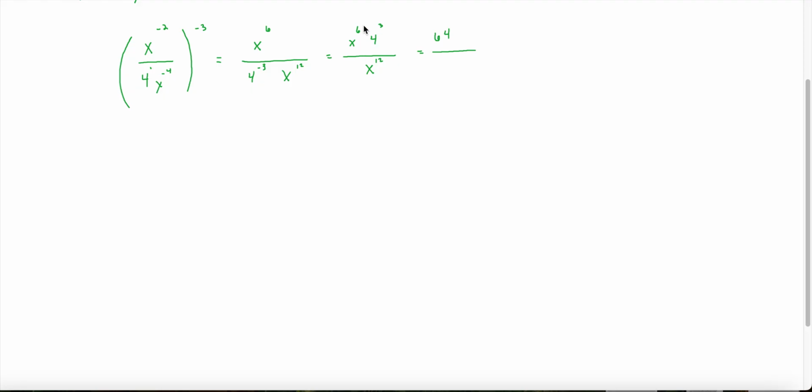But now, when we have the x in the numerator and the denominator, this is when we subtract exponents. And the way I think about this is, where do I have more x's? I have 6 x's on the top and 12 x's on the bottom. So my variable is going to stay on the bottom where we have more of them. So this will be x to the 12 minus 6, or 6th power.